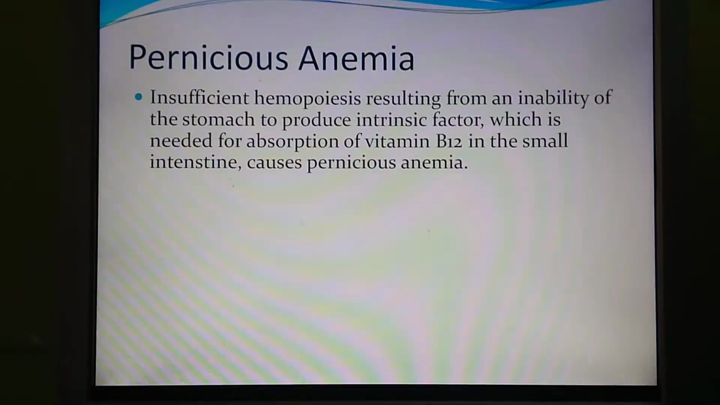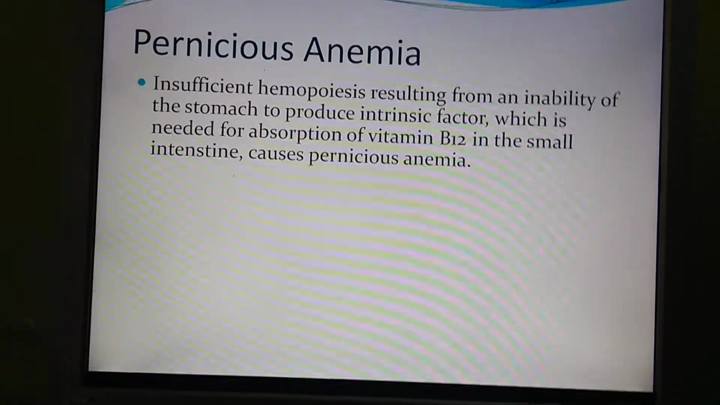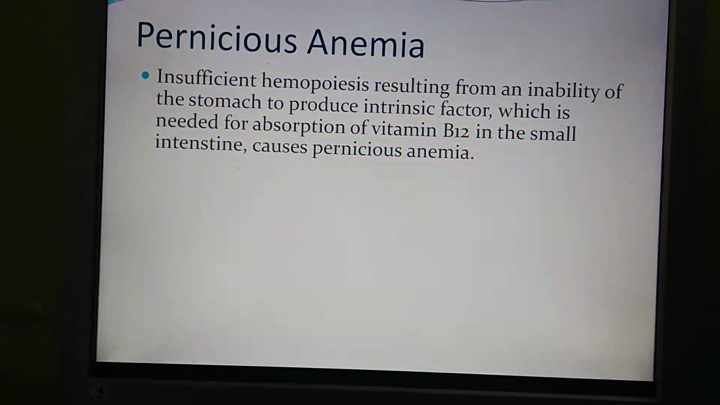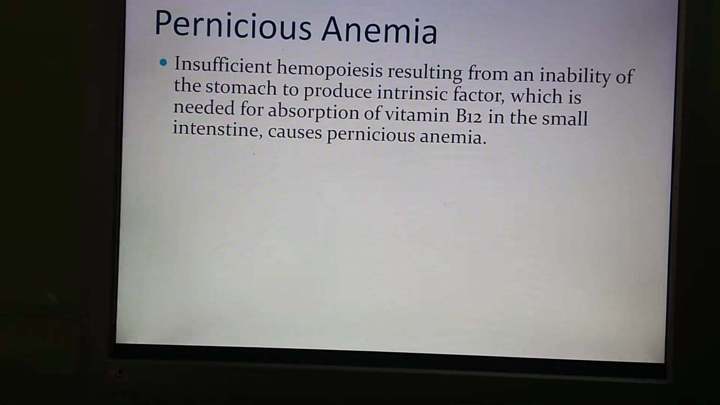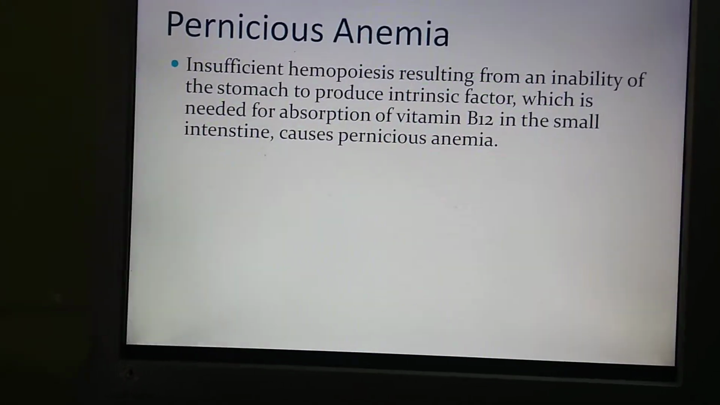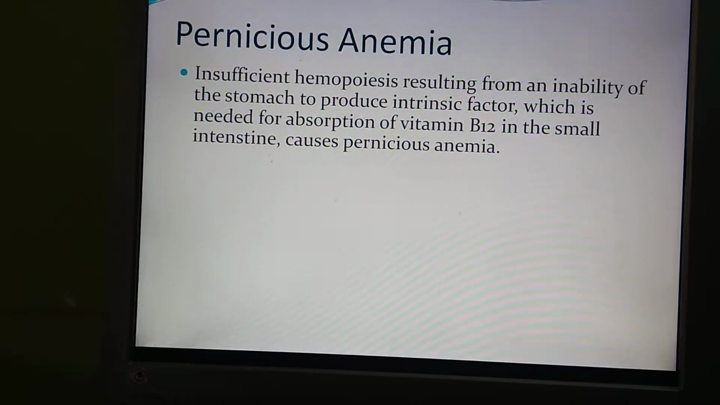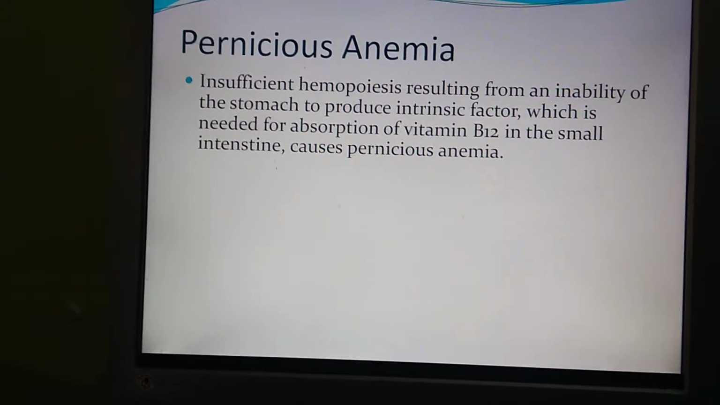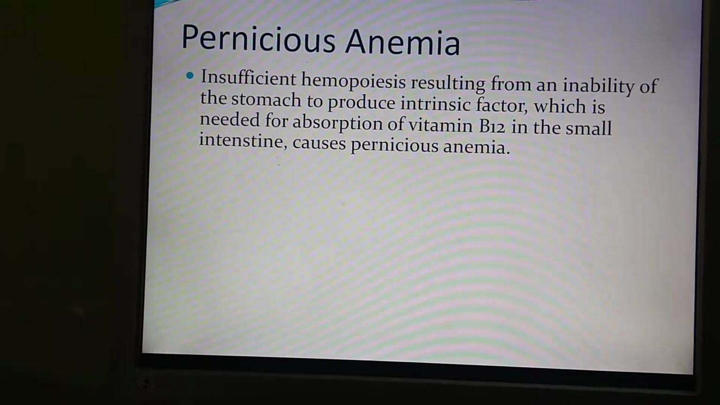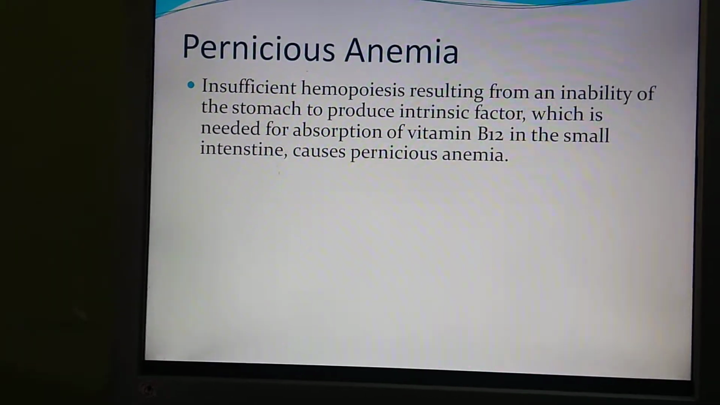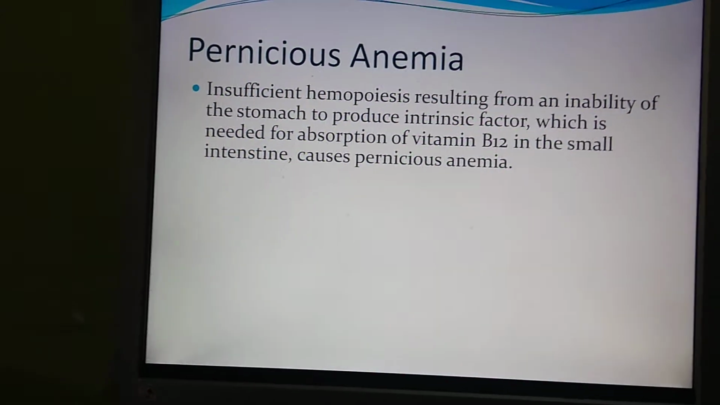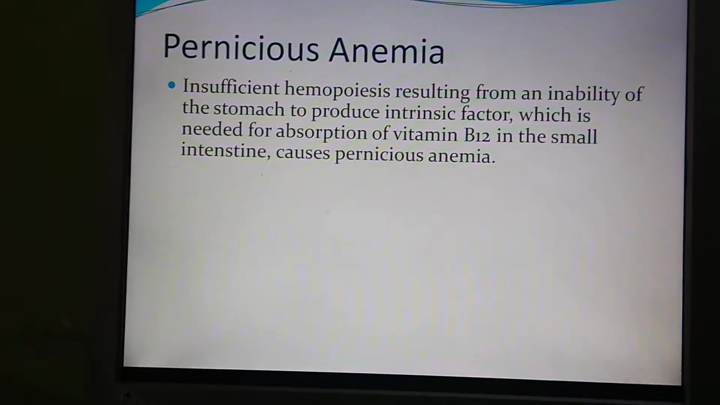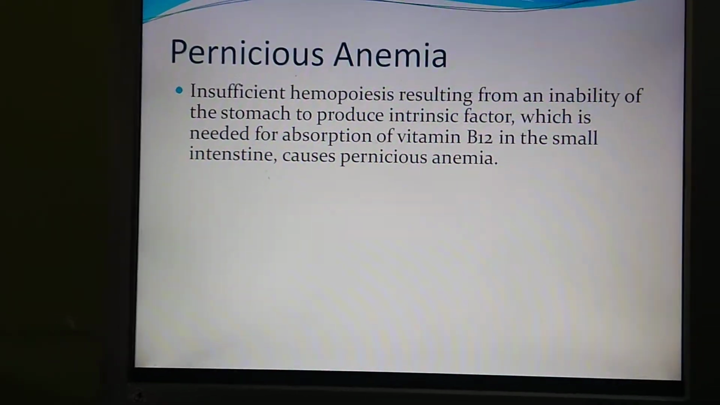The next type of anemia is pernicious anemia. You are aware of the functions of the stomach. In the stomach, gastric juice is secreted. Additionally, one intrinsic factor is secreted in the stomach. The extrinsic factor is present in your diet in the form of vitamin B12. When there is a lack of intrinsic factor, pernicious anemia occurs. Let us see.